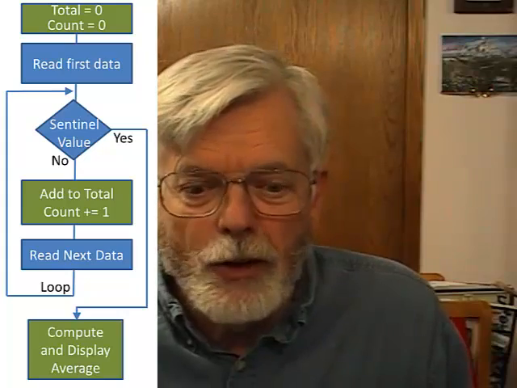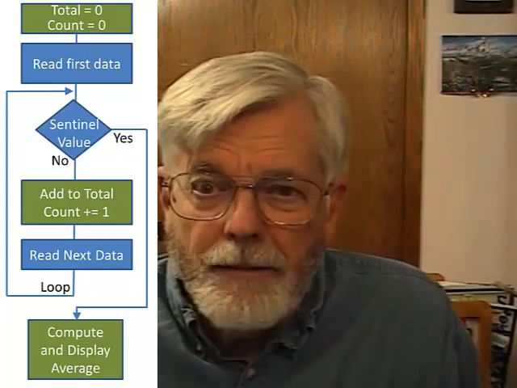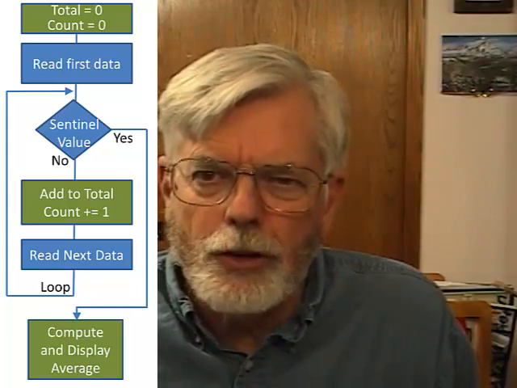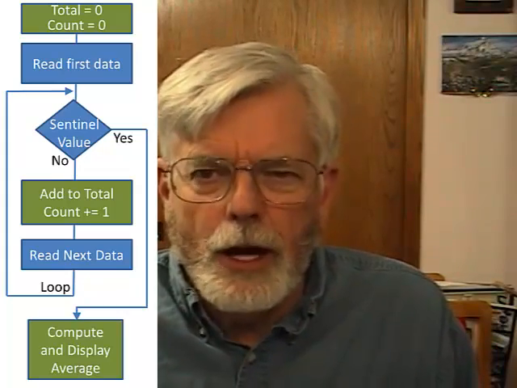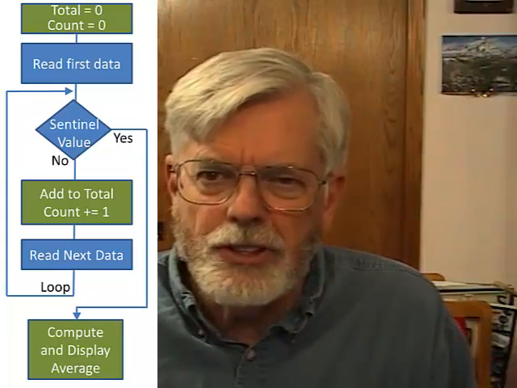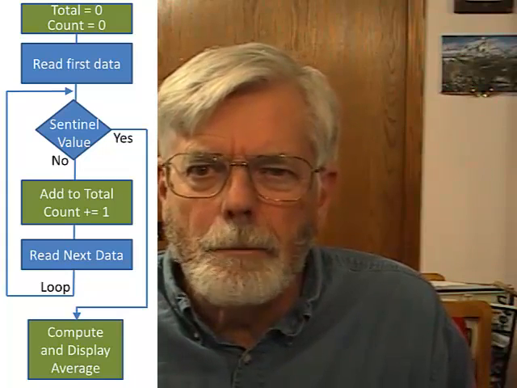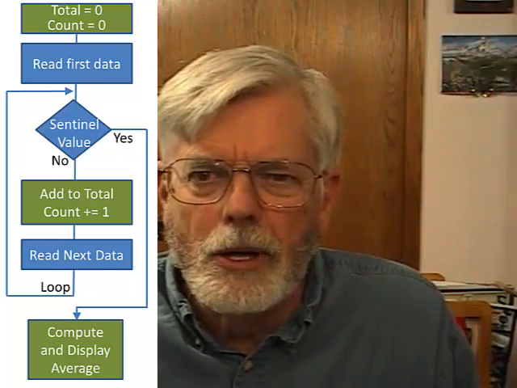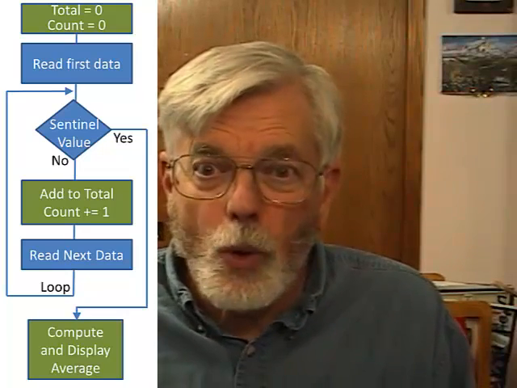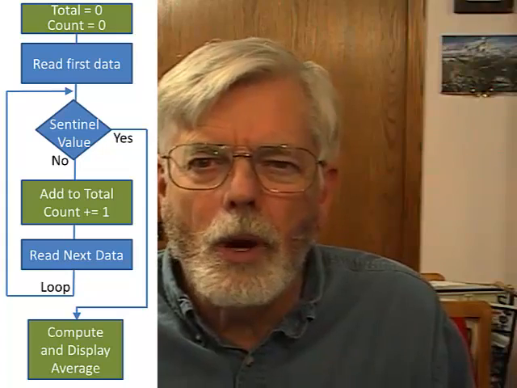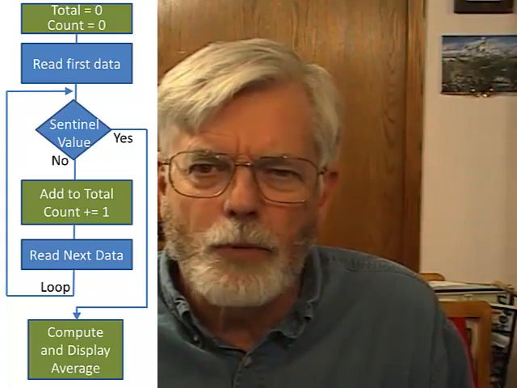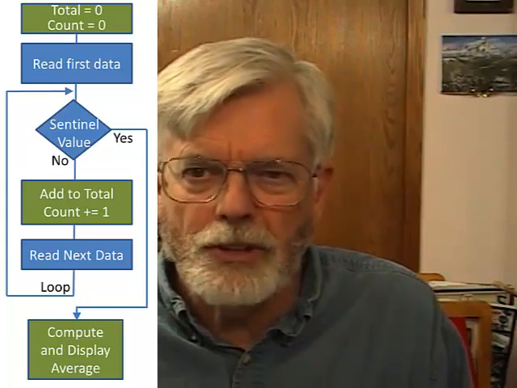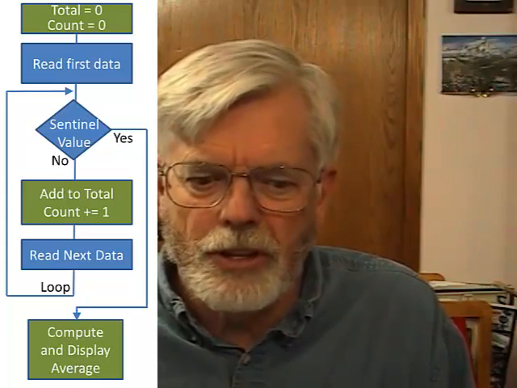In a sentinel value controlled loop, we have to read the first piece of data before we even start the loop. That way, at the top of the loop, when we test to see if we are at the end, maybe there's no data. So if negative 1 was our sentinel value, it says start inputting scores and a negative 1 when you're done. Well, I want to be able to put in a negative 1 to say I'm done. That way I have no pieces of data, just the sentinel value.